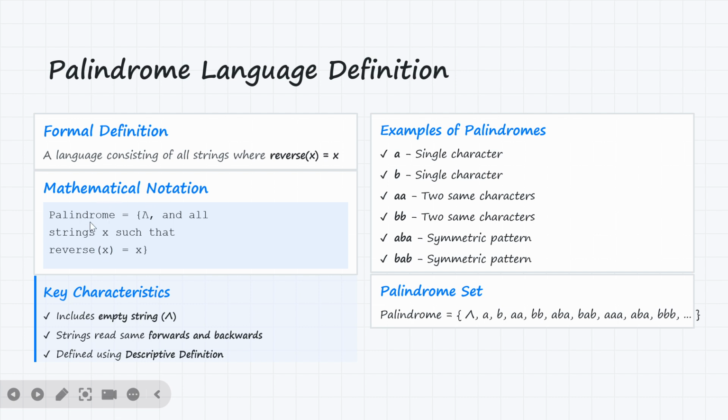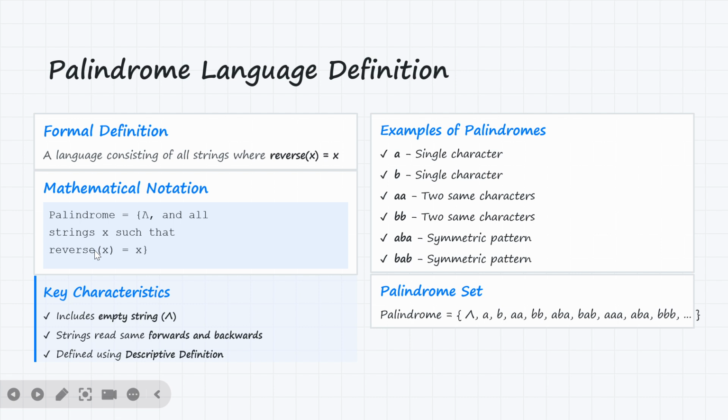Mathematical notation: palindrome includes null. Null is also a palindrome. When we read it from the start, it is null. When we read it from the last, it is also null. So null is also a palindrome. So the palindrome language contains all strings x such that reverse of x equals x.